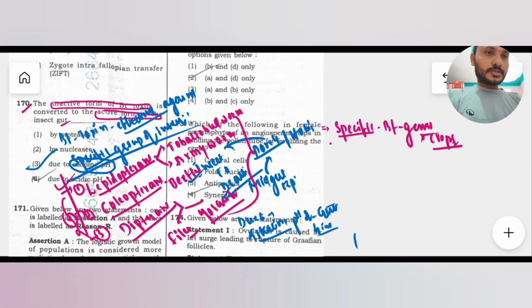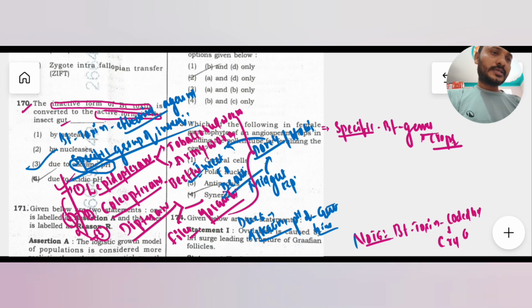So remember one important note here, I am writing it. These Bt toxins are generally coded or expressed by a gene called the cry gene. Very important: this cry gene plays an important role in coding the Bt toxins.